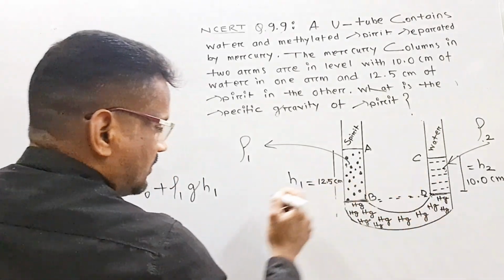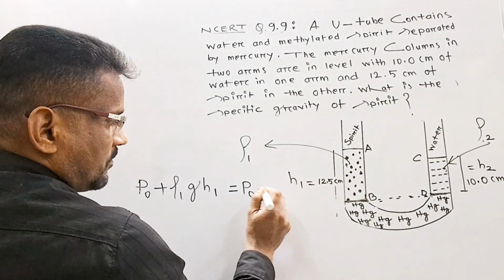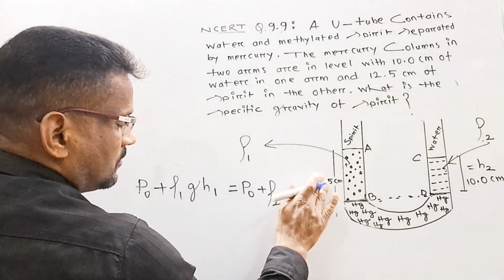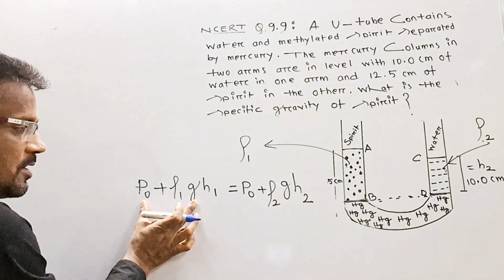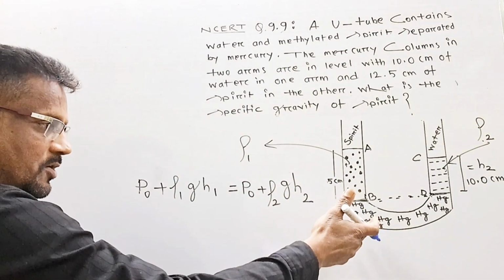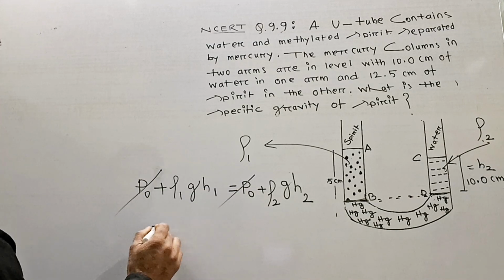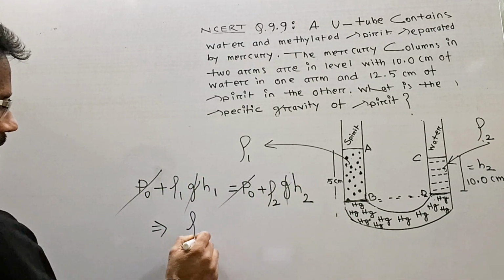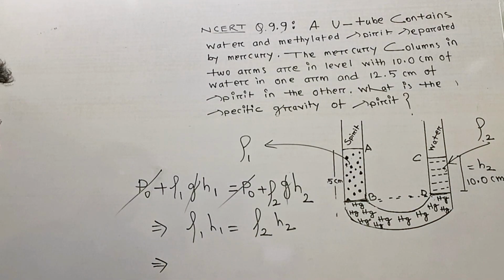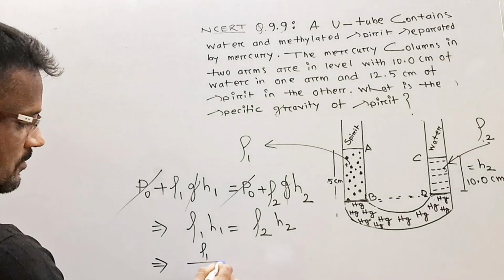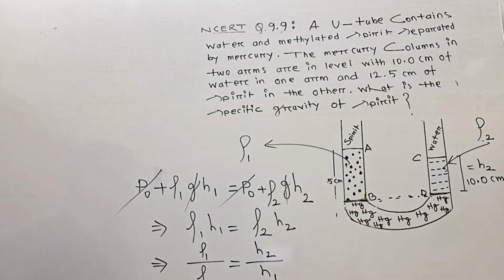Now at D, the pressure is P0 because atmospheric pressure is there, plus rho 2 g h2. These two pressures, the total pressure at B and the pressure at D, must be equal because they are at the same level. Now see, P0 cancels out, g cancels out, then rho 1 h1 equals rho 2 h2. From here, rho 1 over rho 2 equals h2 by h1.